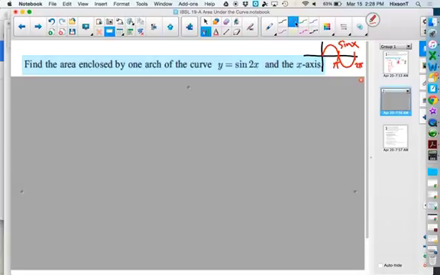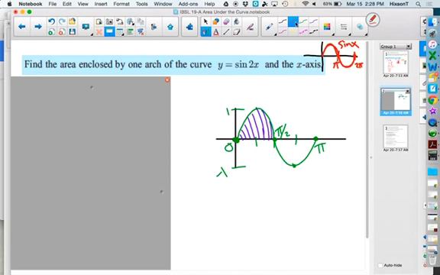So, instead of having the graph go up and come down at pi and then finish a full period at 2 pi, we have it completing a whole period in just pi units. Which means that first arch ends at pi over 2. Usually our sine curve looks like this. This one had its period cut in half. So we're going to go from 0 to pi over 2.